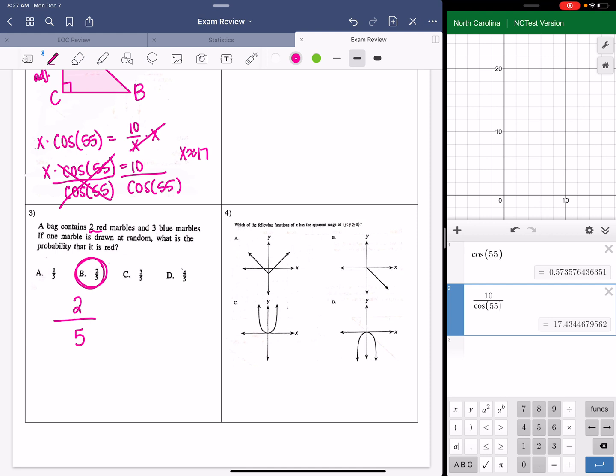Which of the following functions of x has the apparent range of y such that y is greater than or equal to 0? So when y is greater than or equal to 0, that means that your graph is all positive, so it has to be above the x-axis. So which one of these graphs is completely above the x-axis? Well, A is partially above, but it has some that's negative, whereas C is completely above the x-axis.